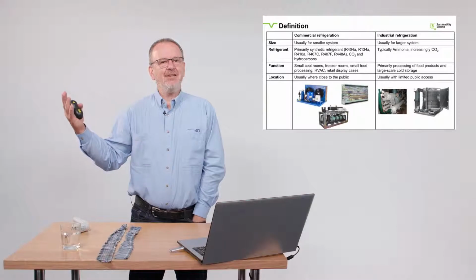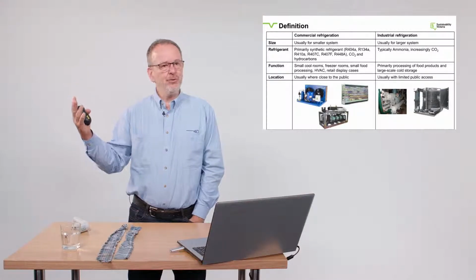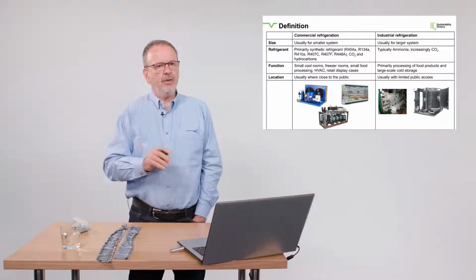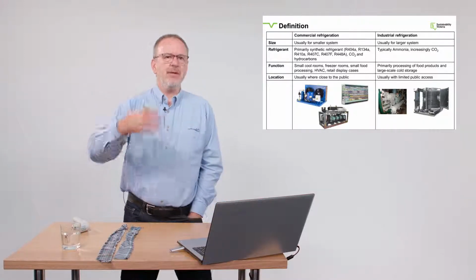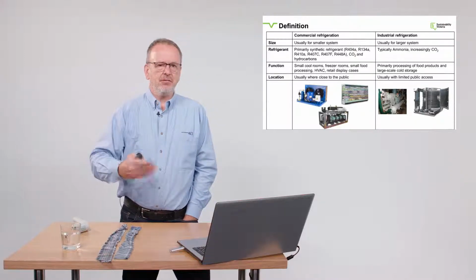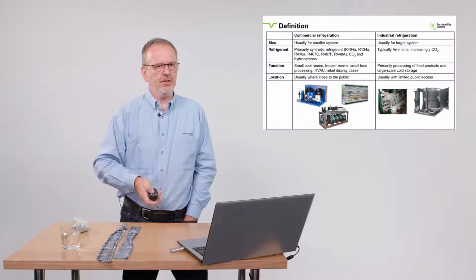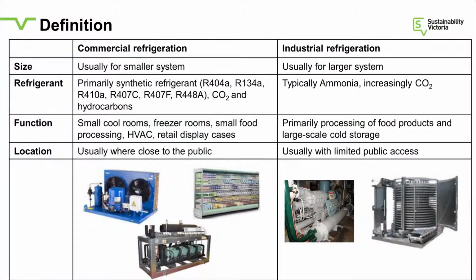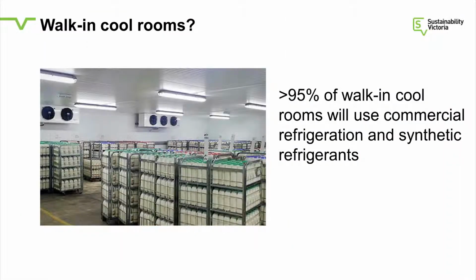So ammonia, you'll find that in the big cold stores. You'll find it out in the Laverton areas and in Melbourne, where we have the big cold stores or the big meat works, and that's where it's used. It's very, very efficient, and that's the reason why it's being used. But normally not where there's public access, because ammonia is highly toxic. So you would not use ammonia in your domestic fridge, and you would not use ammonia in a supermarket. Okay, so that's the commercial and industrial. So 95% of the walk-in cool rooms, which is the topic of this refrigeration masterclass, use commercial refrigeration.